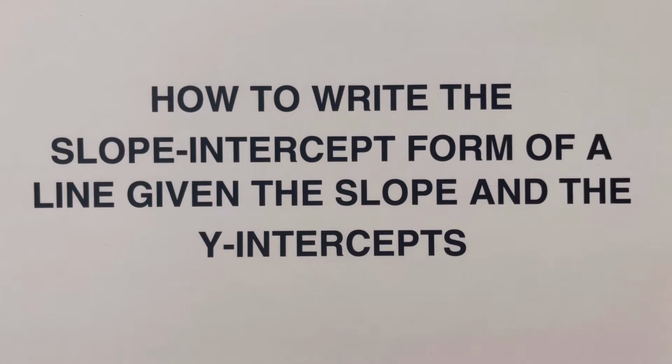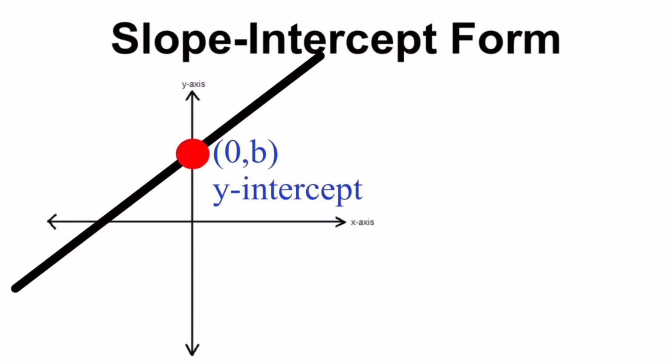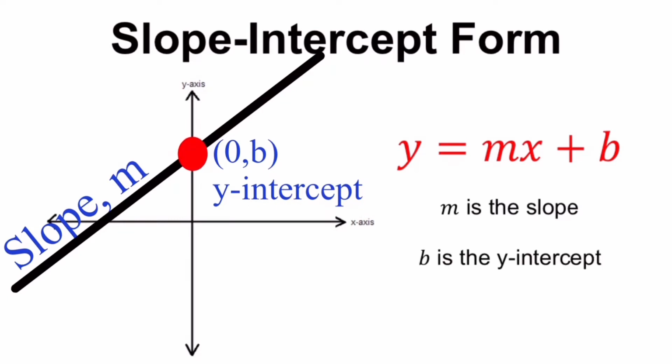Before we go over some examples, let's have a review on the basics of slope-intercept form of a line. If we are given a point that touches the y-axis at (0, b), this is our y-intercept. And if we are given the slope of this line, then we can use the formula y equals mx plus b, where m is the slope and b is the y-intercept.